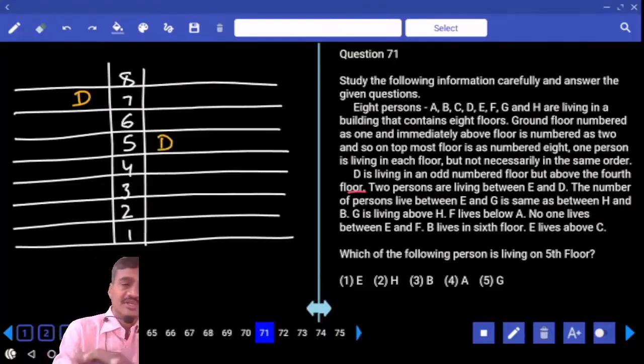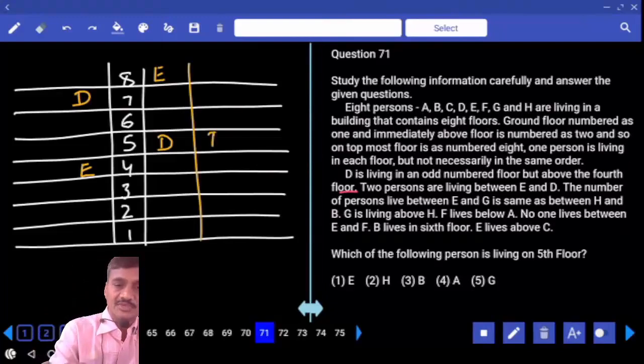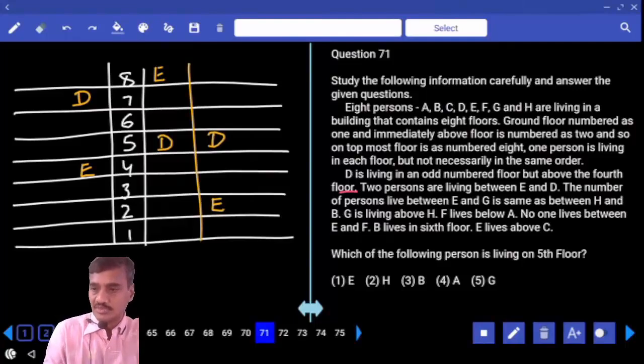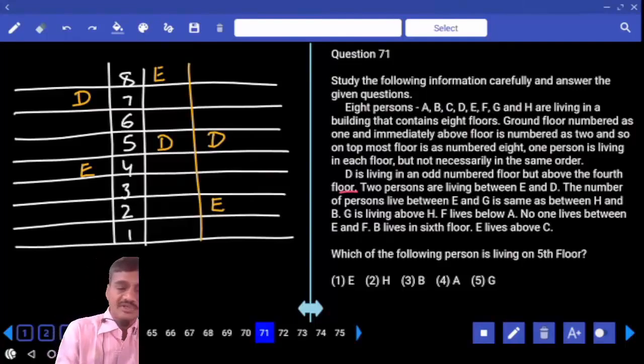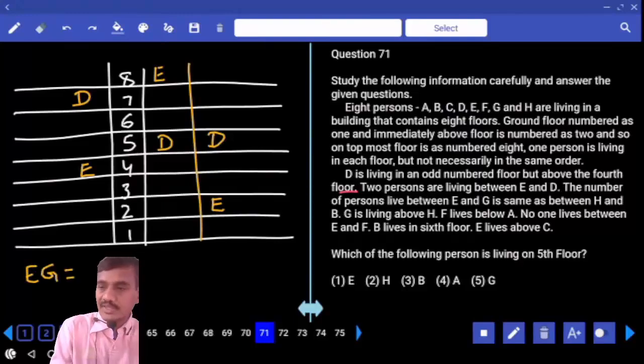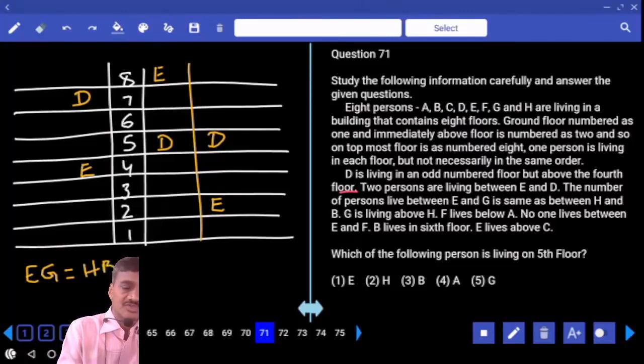And 2 persons between E and D: 1, 2, E is here. In the second case, with 2 persons between E and D, E can be on the 8th floor, and the other possibility is that E can be on the 2nd floor. Hence in the second case we have 2 different possibilities. Now the number of persons between E and G is the same as between H and B. There is no person common between these two.